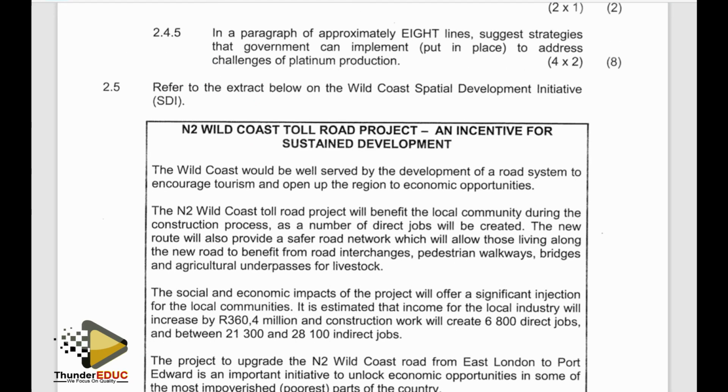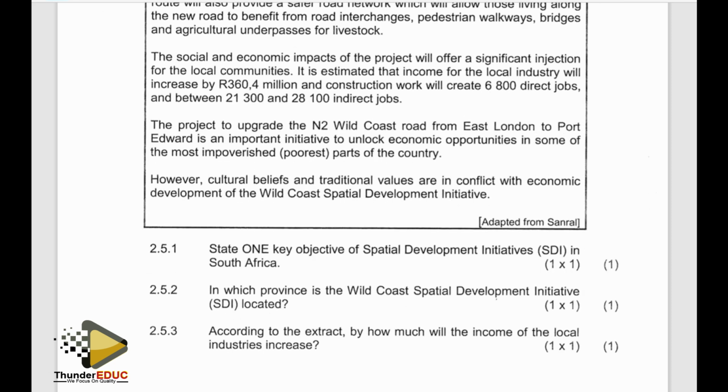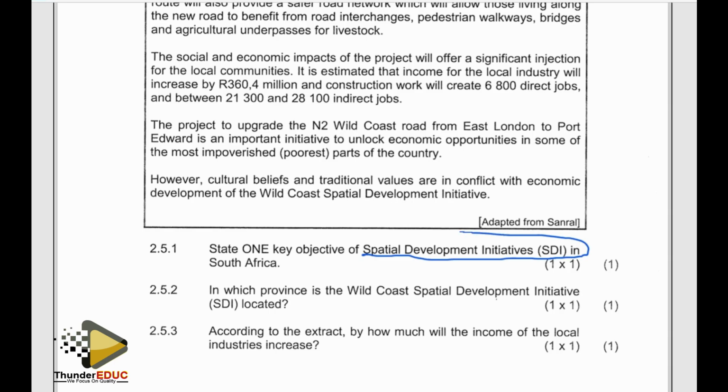Right, Spatial Development Initiatives are saying the government targets to develop areas which are undeveloped or underdeveloped. There are areas which are marginalized, which do not have the same level of development as other areas within the same country. So the government targets to develop such areas. Those are targeted areas under spatial development initiatives.